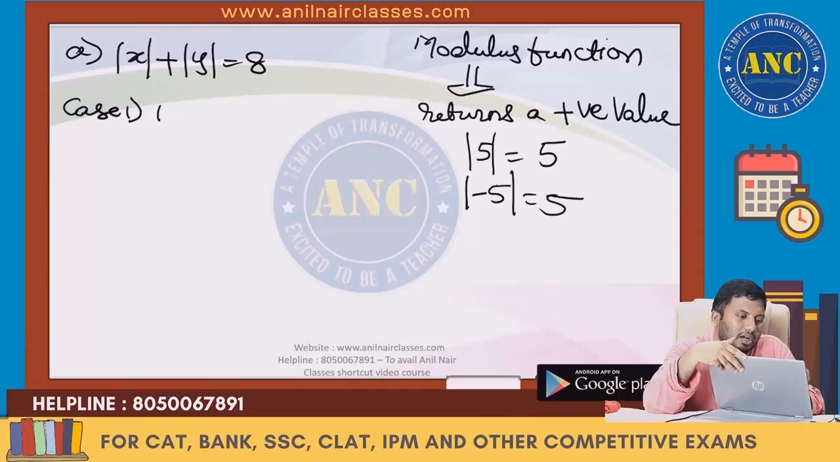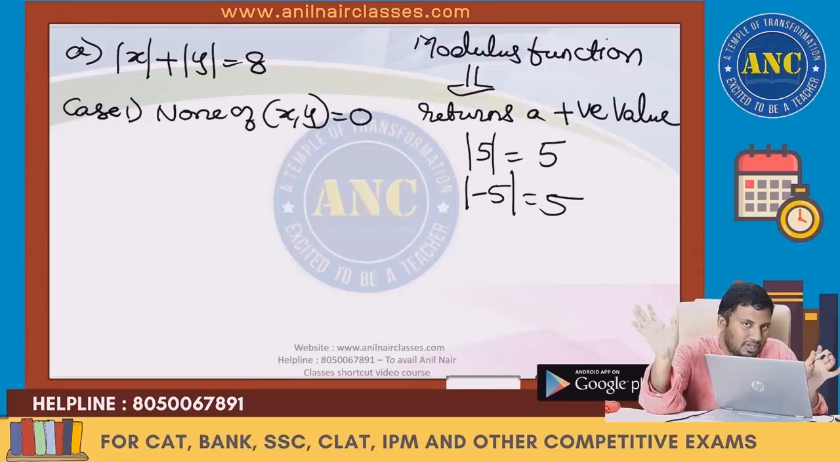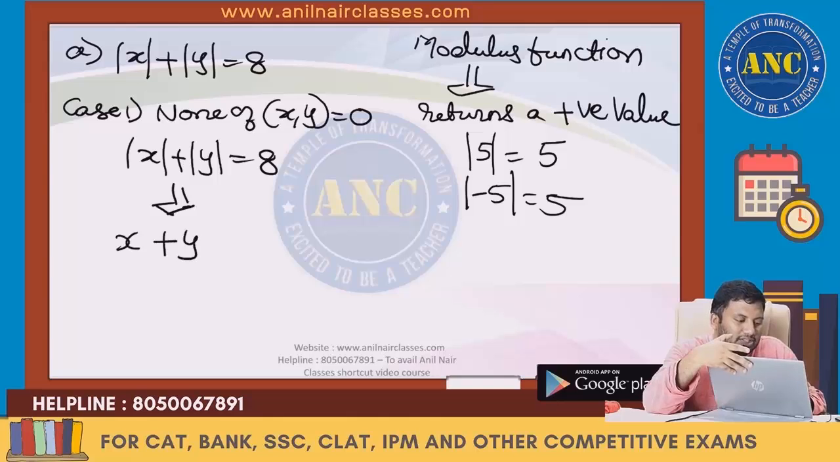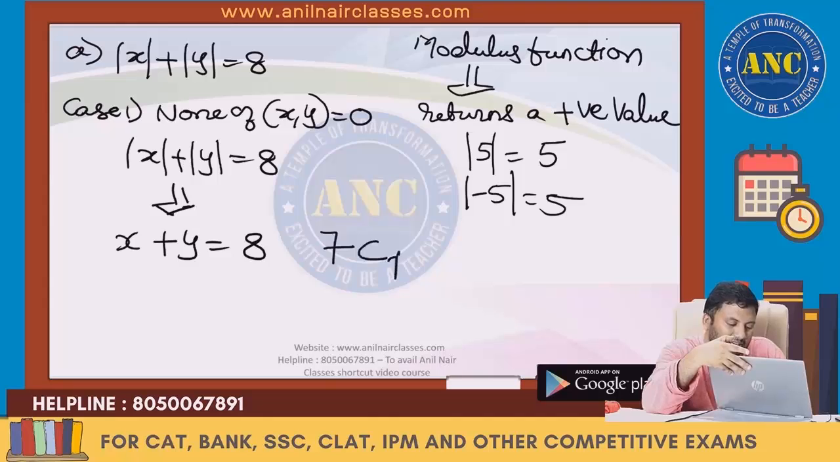Case 1. None of x comma y is 0. If x comma y is not 0, I am not taking x as 0 or y as 0. This is nothing but mod x plus mod y equivalent to 8. Modulus always returns a positive value. So x plus y equivalent to 8. What will be the answer?